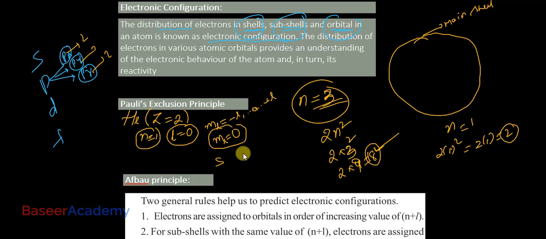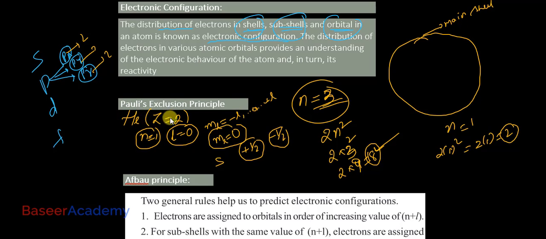We know that if the first electron has a spin of plus half, the second electron will obviously have a spin of minus half, because they will have opposite spins. So Pauli's exclusion principle says that no two electrons will have all the 4 quantum numbers same.